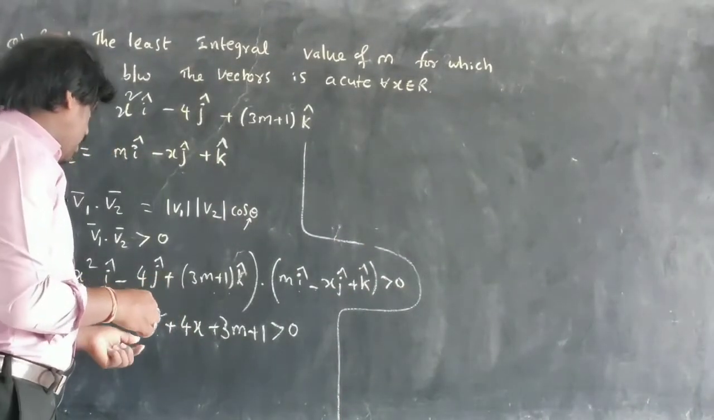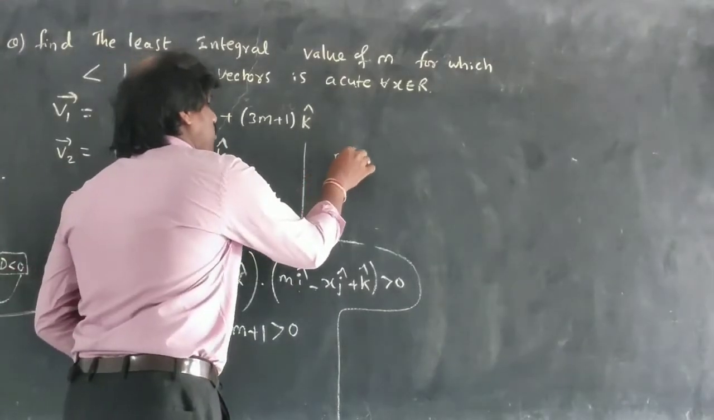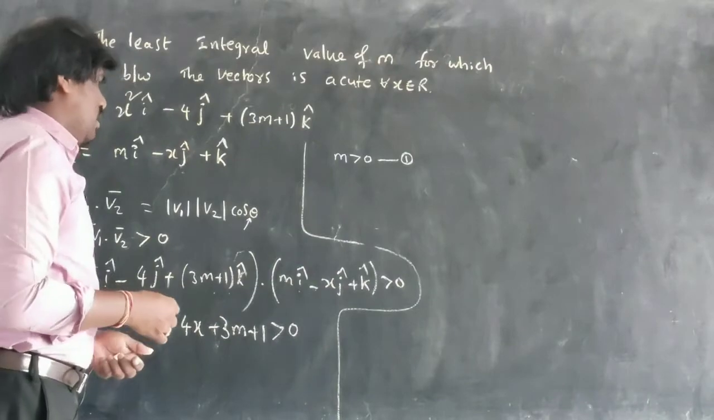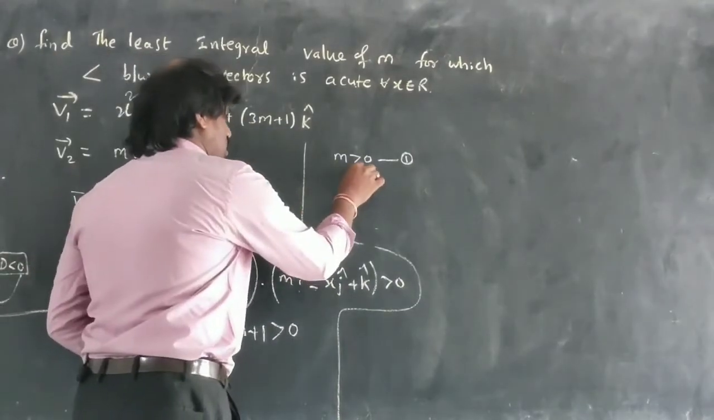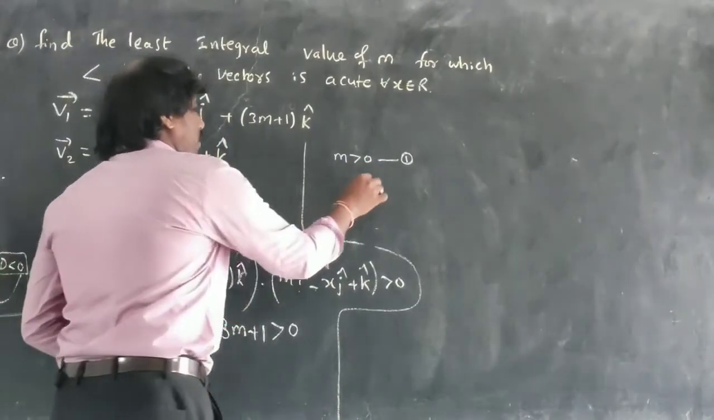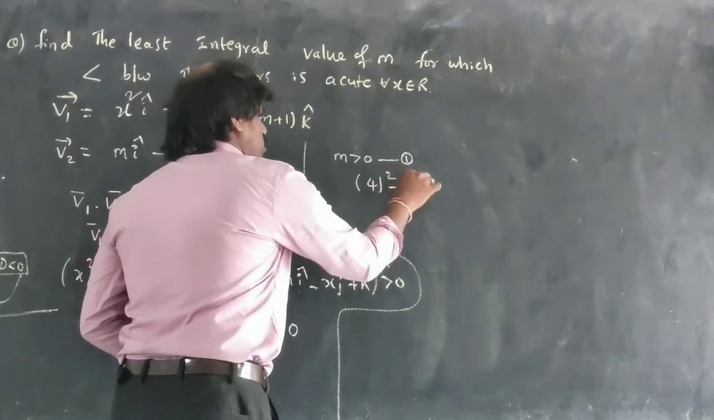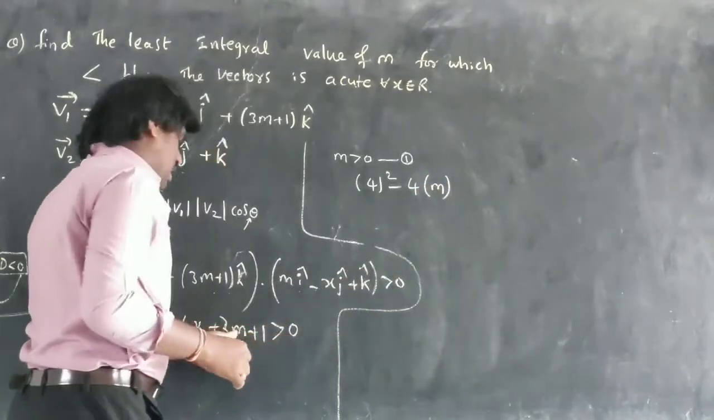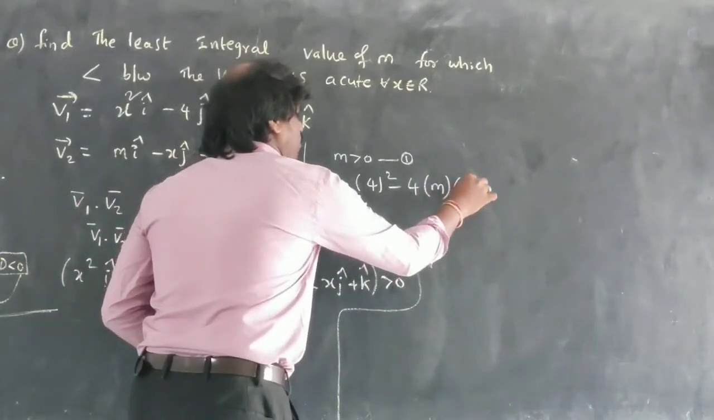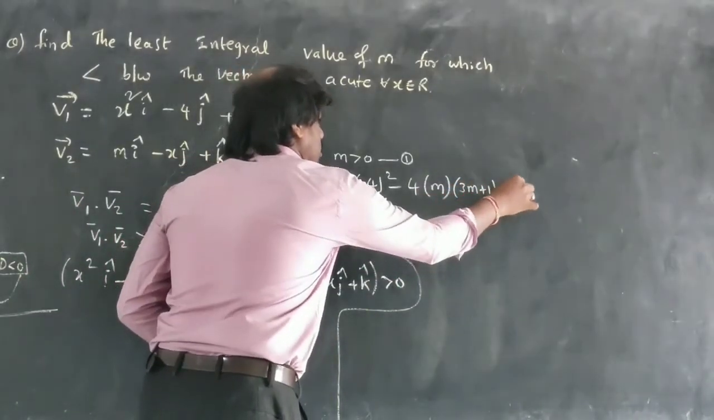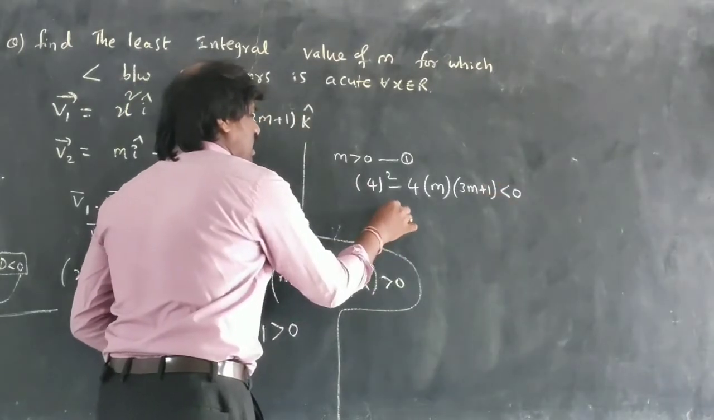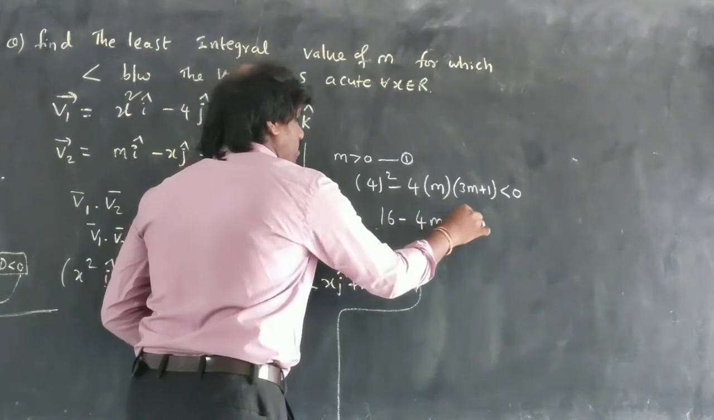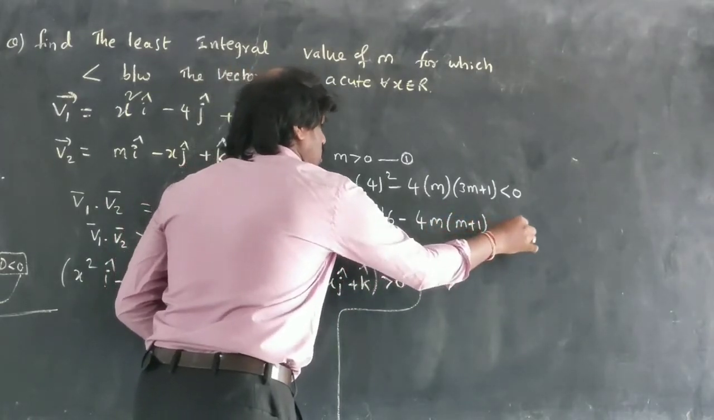So what I do here, the first case is m greater than 0. This is the first rule. And the second rule is discriminant is less than 0. Discriminant means what? B square minus 4ac, that is 3 times (m plus 1), less than 0. That means 16 minus 4 times m into (m plus 1) is less than 0.